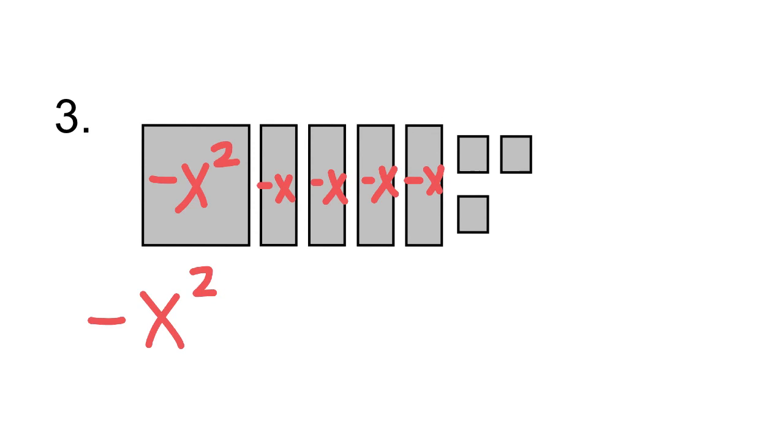In the third example, all the terms are negative. So keep that in mind as you're doing this problem. So first of all, we have a negative x squared because it's shaded in. We have 1, 2, 3, 4 negative x's. And then lastly, we'll have minus 3 units.